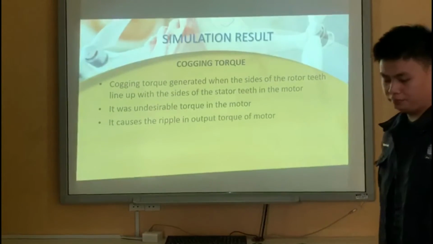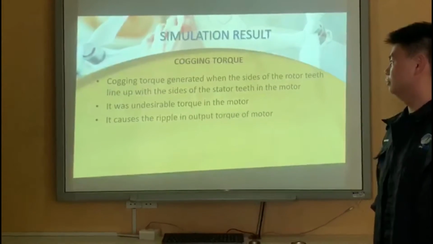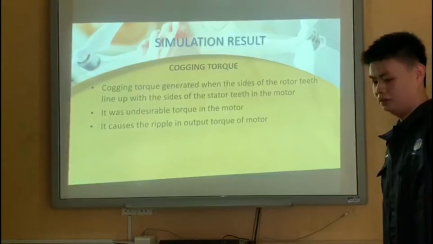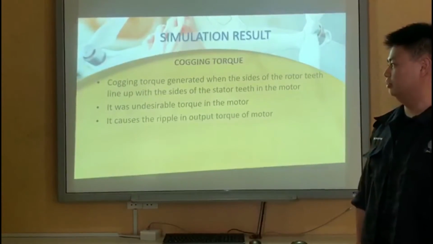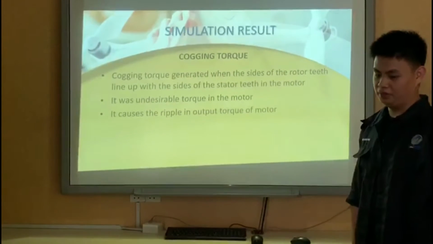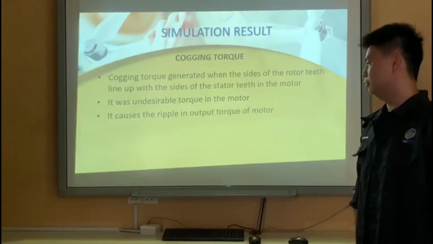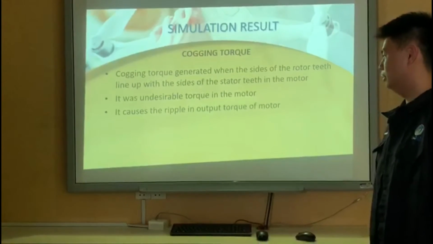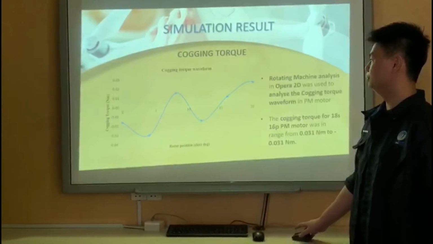In order to run the motor, we need to estimate the cogging torque. The cogging torque is generated when the side of the rotor teeth lines up with the side of the stator teeth in the motor. This cogging torque is undesirable, and it will cause ripple in the output torque of the motor.